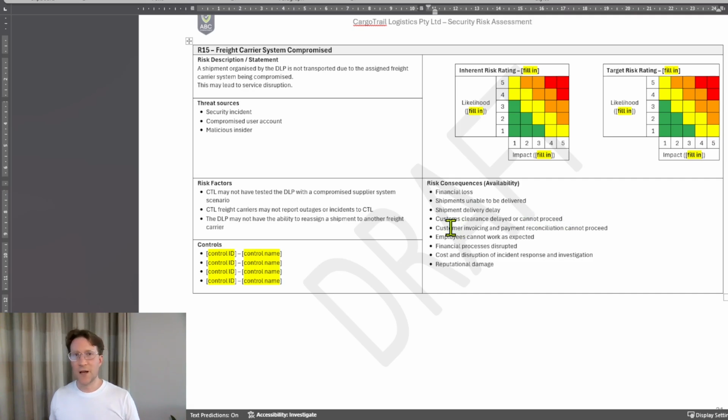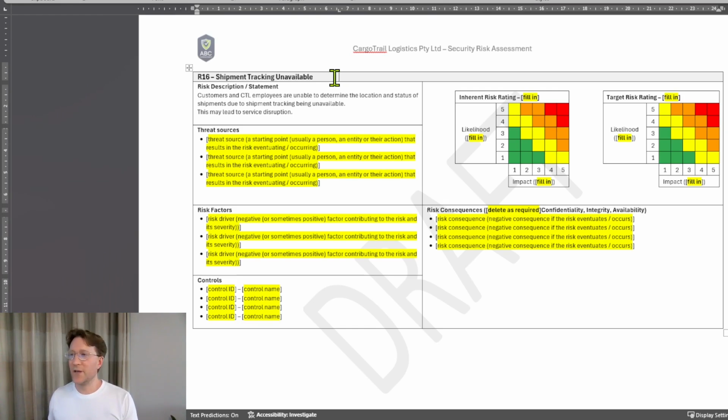We then would have issues with the customer who wanted that shipment because we can't invoice them if they don't get delivery. Our employees trying to handle that shipment can't work properly. We can't invoice the supplier if there were issues with them coming to pick up the shipment because they were supposed to and maybe they never showed up. Their system was telling us they were going to come and collect it because it was compromised. We were receiving false information. The usual incident response, cost and disruption, and because this is affecting our ability to deliver, and CTL is a logistics company, reputational damage.